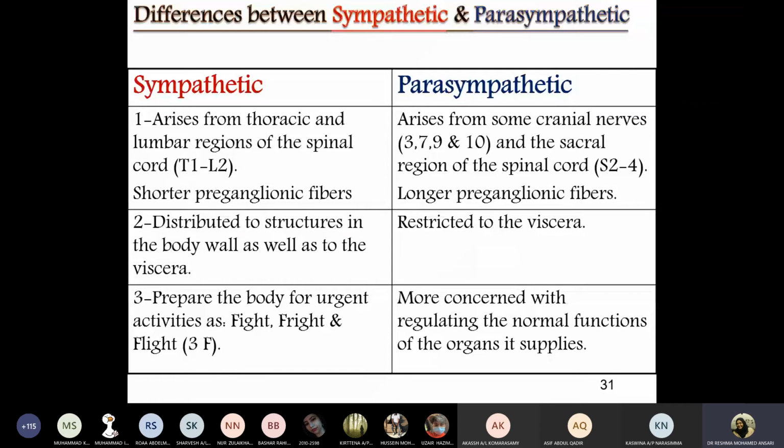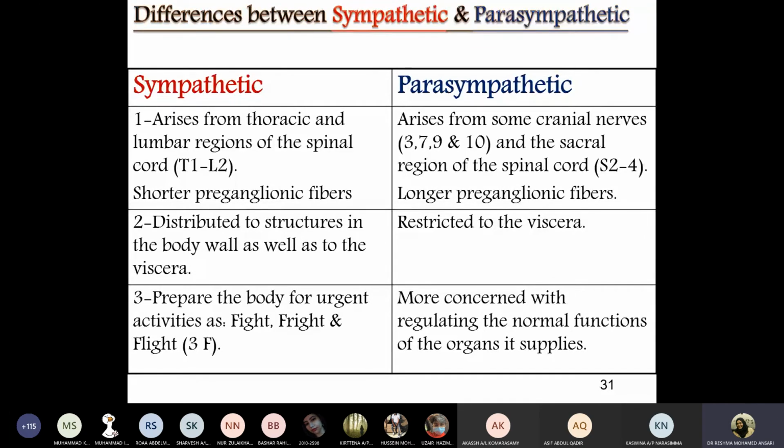Sympathetic comes from the thoracic and lumbar region, so we call it thoracolumbar. Parasympathetic is the craniosacral, from cranial nerves 3, 7, 9 and 10 and S2 to S4. In sympathetic, the preganglionic fibers are very short. They leave the spinal cord and there are ganglia on either side sitting very close to the spinal cord, so immediately they enter the ganglion. So the preganglionic fibers are very small.